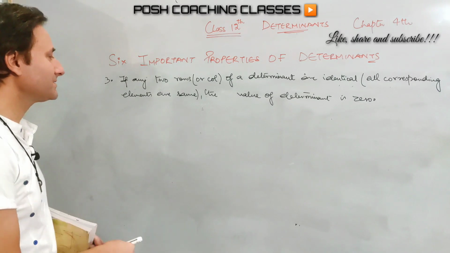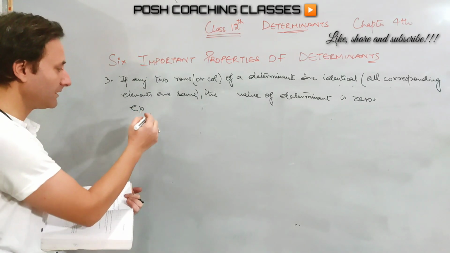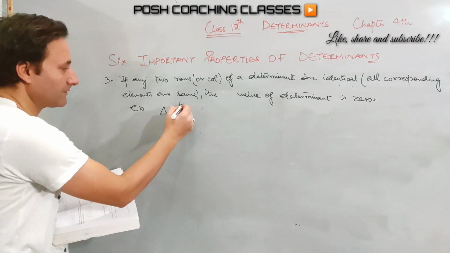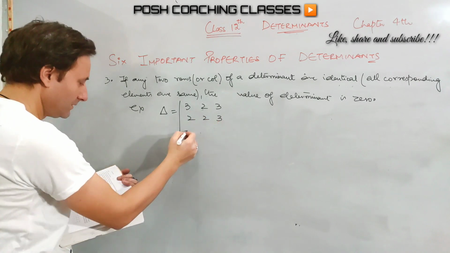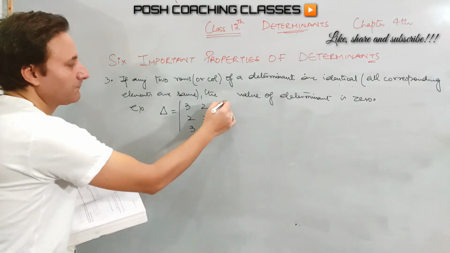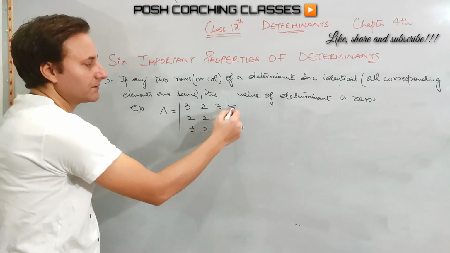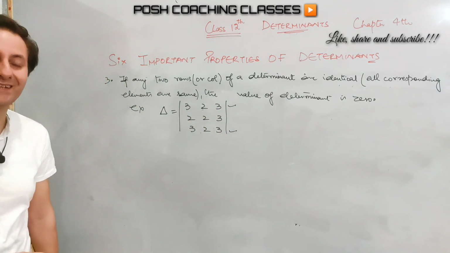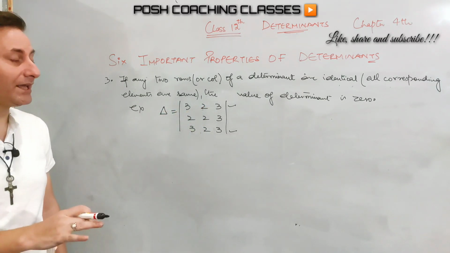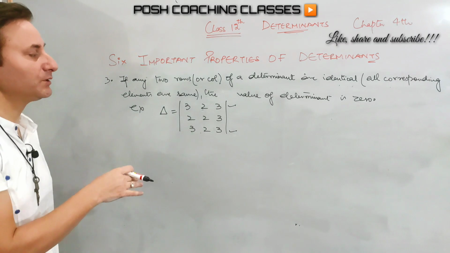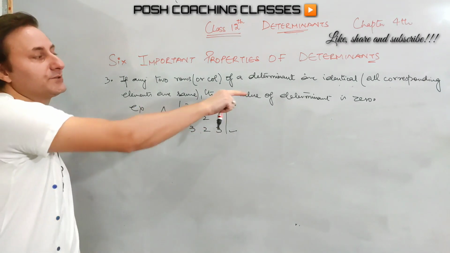So what does it say? If I take an example, I have a delta here. It is 3, 2, 3, 2, 2, 3 and 3, 2, 3. Did you notice one thing? The noticeable thing is this row and this row are exactly the same: 3, 2, 3. So whenever you have a determinant where you have two rows or two columns similar, the answer will be 0.